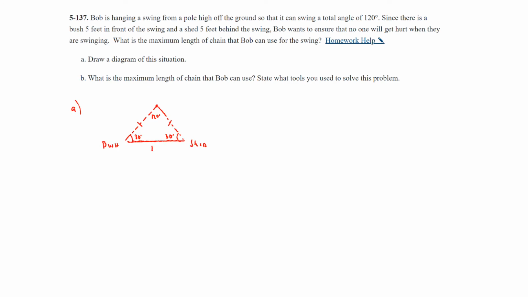And this total distance down here is 10 because the bush is 5 feet away from the swing, and the shed is another 5 feet away. We do know these two lengths here are unknowns, and they are both the same, so we can just call them x. And I think that gets us going here. So these would be the chains, and then the distance between the bush and the shed. Alright, on B, what is the maximum length of chain that Bob can use? State what tools you use to solve this problem.